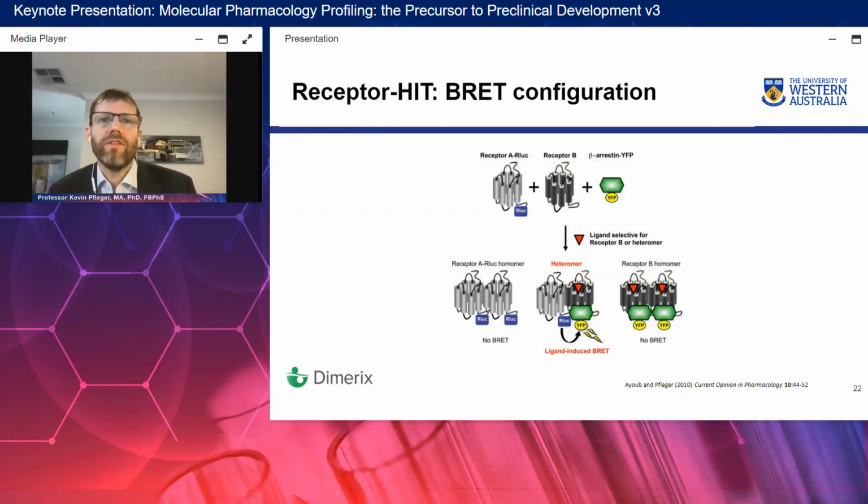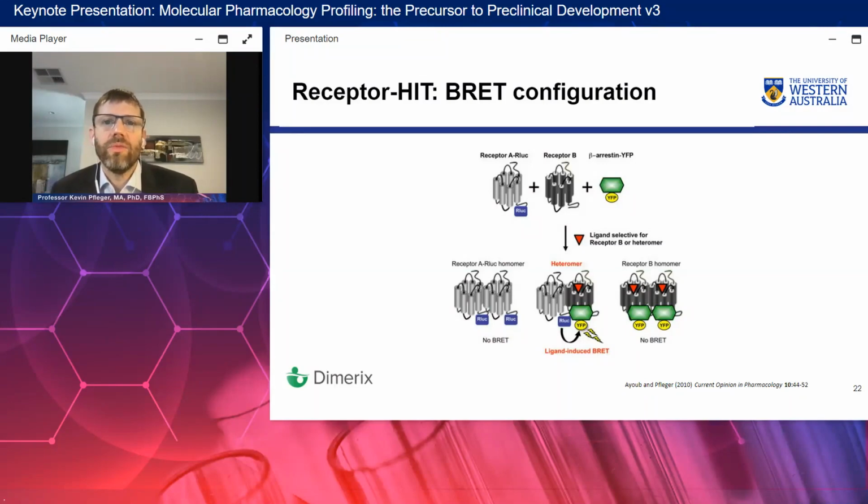This is illustrating receptor-HIT configuration, but this time particularly with the BRET. And here we have the Nluc luciferase labeled to receptor A or connected to receptor A. We have receptor B that's unlabeled, and then we have the YFP, yellow fluorescent protein, attached to the beta-arrestin molecule.